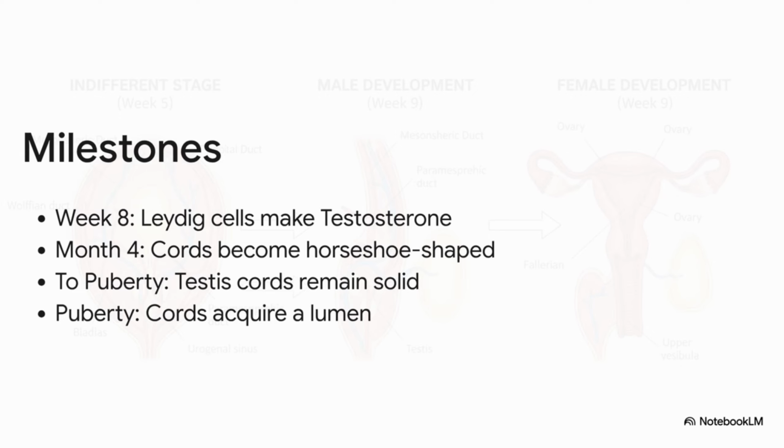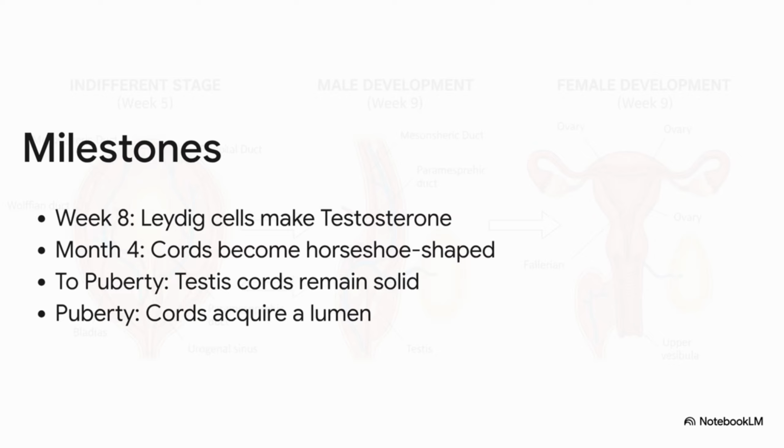Okay, let's wrap this up with some highly tested chronological milestones for the male system. By the 8th week, those Leydig cells hanging out in the mesenchyme wake up and start pumping out testosterone. By the 4th month, the testis cords take on their classic horseshoe shape, and the ends become continuous with the rete testis. Now, pay attention to this next part.